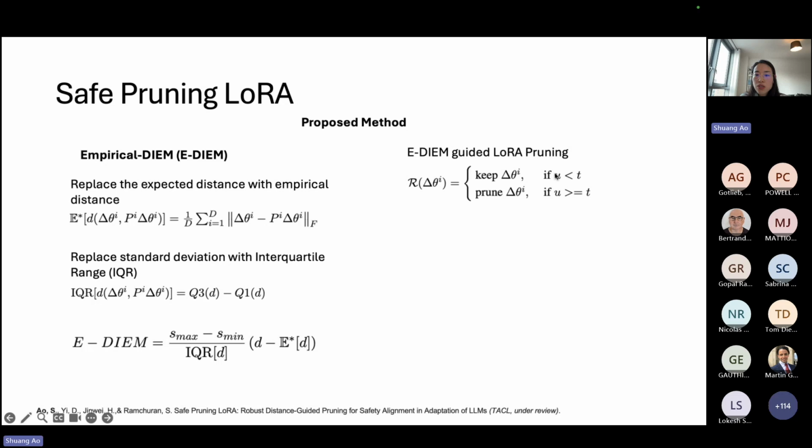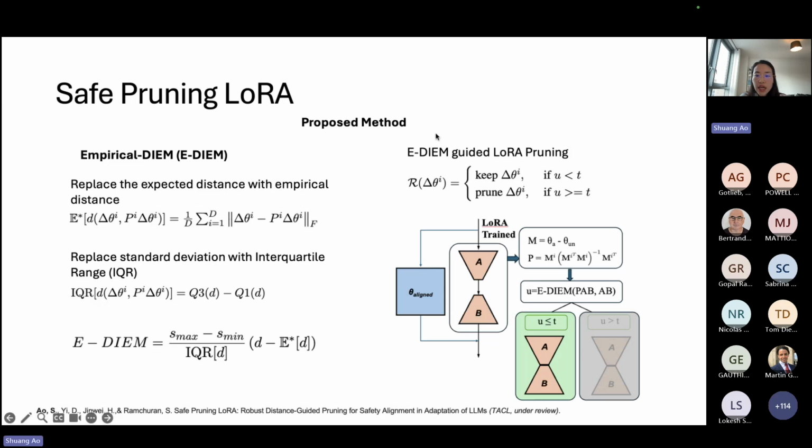So we set a threshold. If it's smaller than the threshold, we keep it, because this is a distance value. And if it's larger than this, then we prune it. So this is the overview of our work. This is the pre-trained aligned model, and this is the unaligned weight. We compare the distance between these two weights, and we decide to keep it or to filter it out.